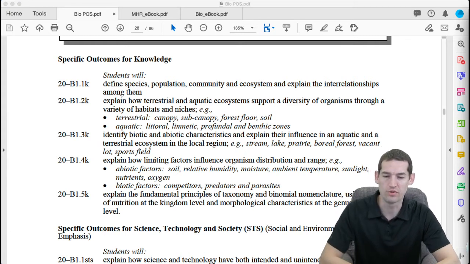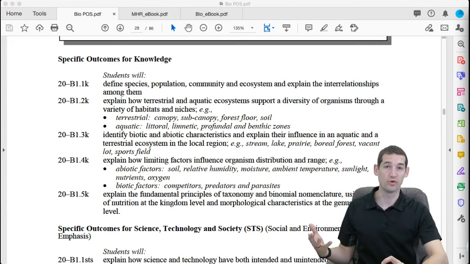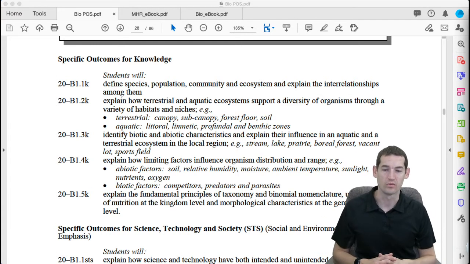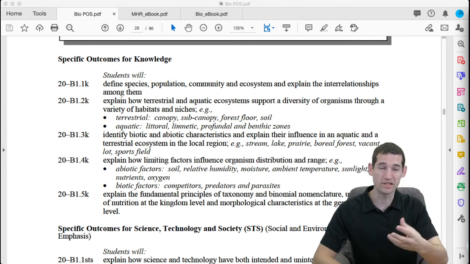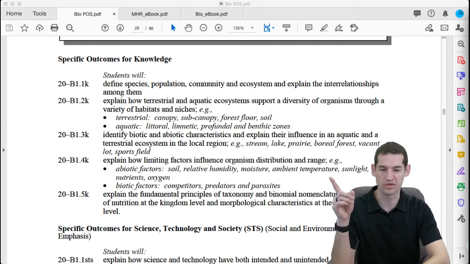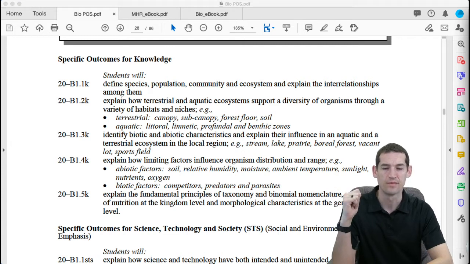The next one, 1.2, is explain how terrestrial and aquatic ecosystems support a diversity of organisms through a variety of habitats and niches. So we talked about terrestrial ecosystems in terms of some of the forests and the areas around here. We also talked about aquatic areas like the littoral zone, limnetic, profundal zones, benthic zones. What we didn't get into specifically is the example they give here of a terrestrial. We just didn't use these terms, but they apply.